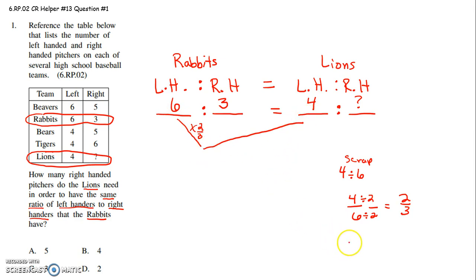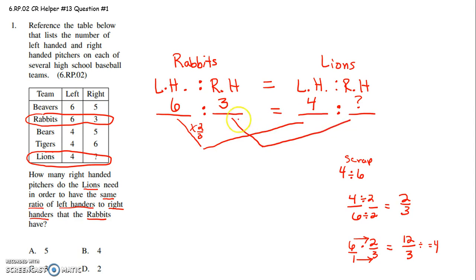Let's just double check that. 6 times 2/3. 6 is the same as 6/1. Multiply straight across the top, straight across the bottom. 6 times 2 is 12. 1 times 3 is 3. 12 divided by 3 sure is 4. So if you take 6 and multiply it by 2/3, you'll get to 4.